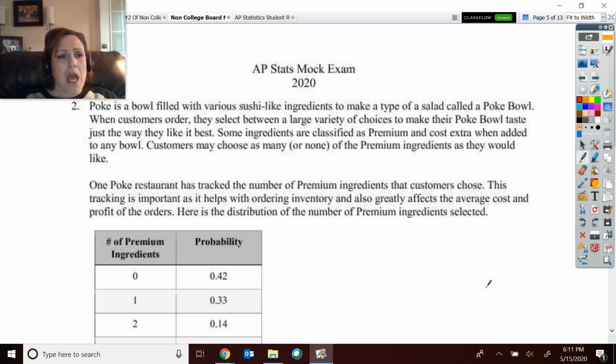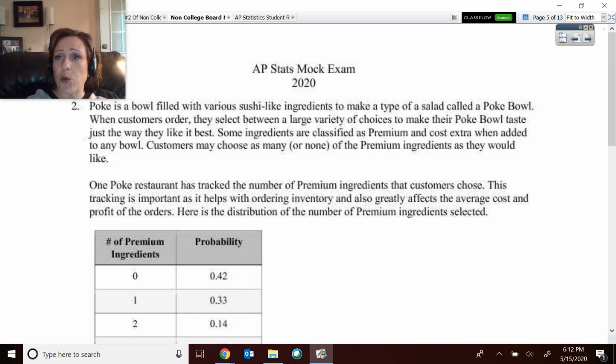So here we go. Poke is a bowl filled with various sushi-like ingredients, so we're going to be mixing all of this together. Customers order, they select a large variety, and we're interested in the ingredients that are premium because they cost extra when we add them to any bowls. Customers may choose as many or none of the premium ingredients as they like. Now, one poke restaurant has tracked the number of premium ingredients that customers chose. So here's the information, and when they keep track of that, it's going to help them with their ordering and their profit estimates and all of that kind of stuff.